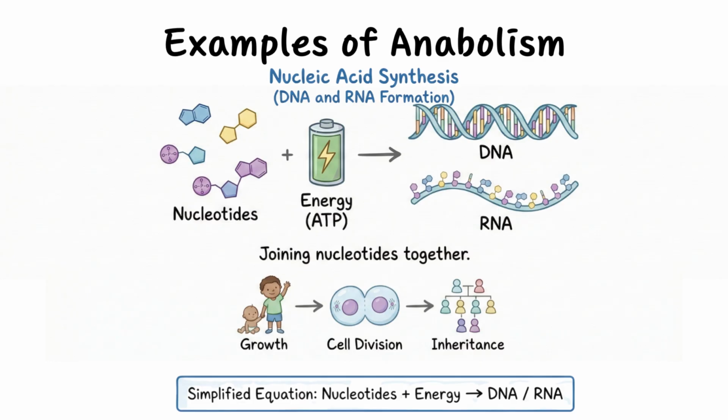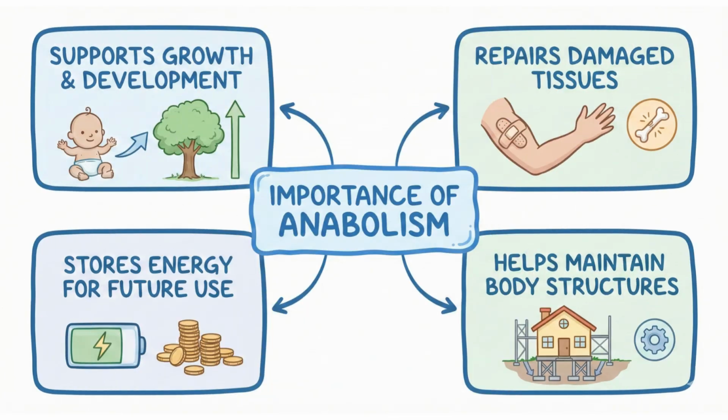Why exactly do we need to learn about or know about anabolism? Anabolism is important because it supports growth and development. It helps in the repair of damaged tissue. It helps in the storage of energy for future use, and it helps to maintain body structures. Without anabolism, living organisms cannot grow or survive.